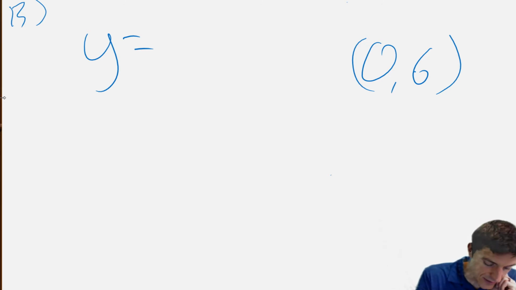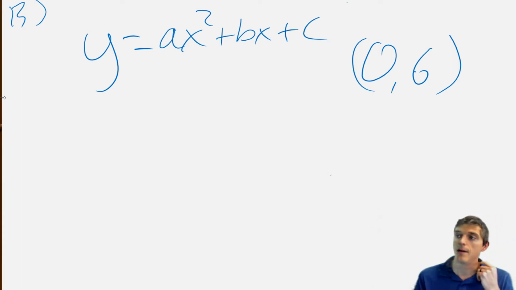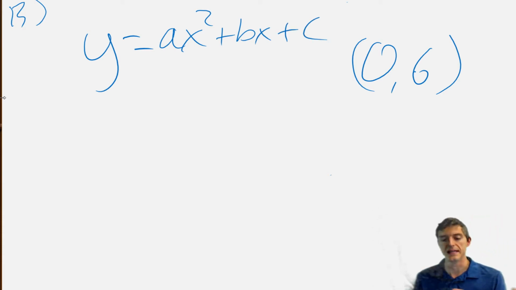So if I just have an equation, all parabolas we basically write like this, where I have ax squared plus bx plus c. Just kind of the same way we have y equals mx plus b. That m stands for something, it stands for the slope, and the b stands for the y-intercept.